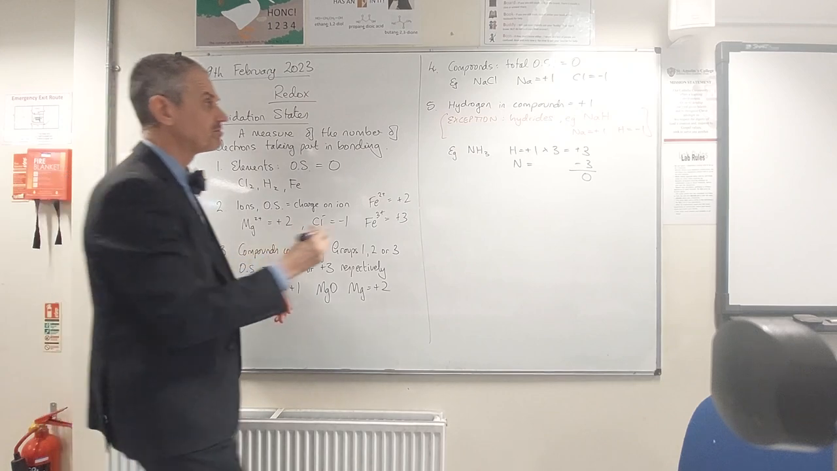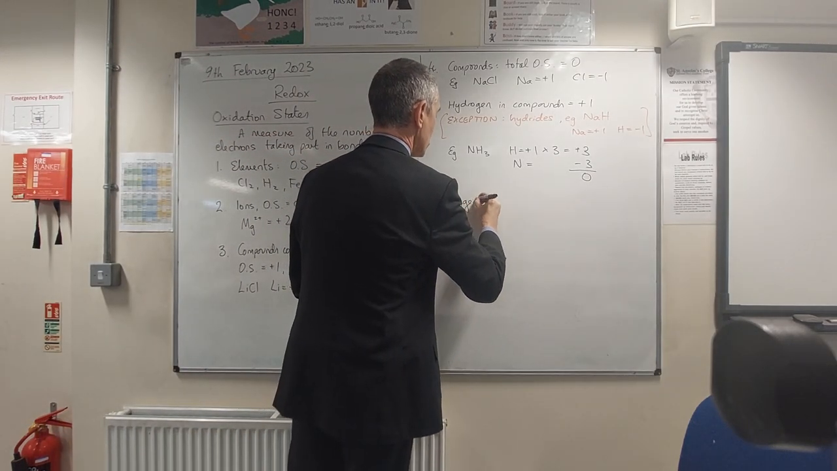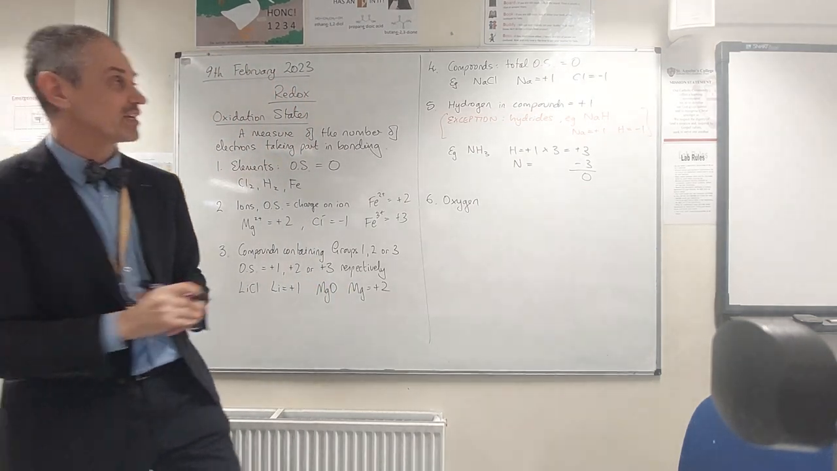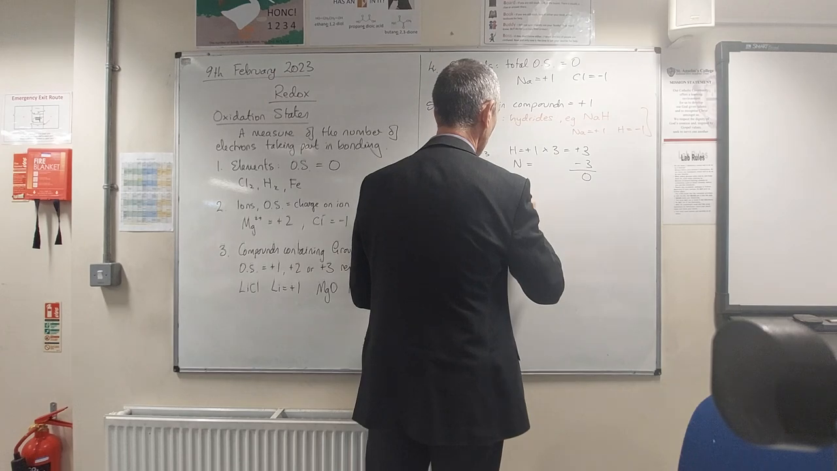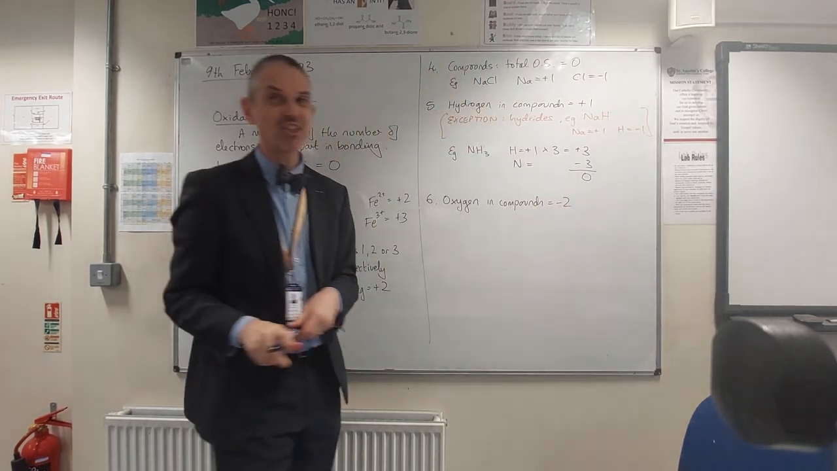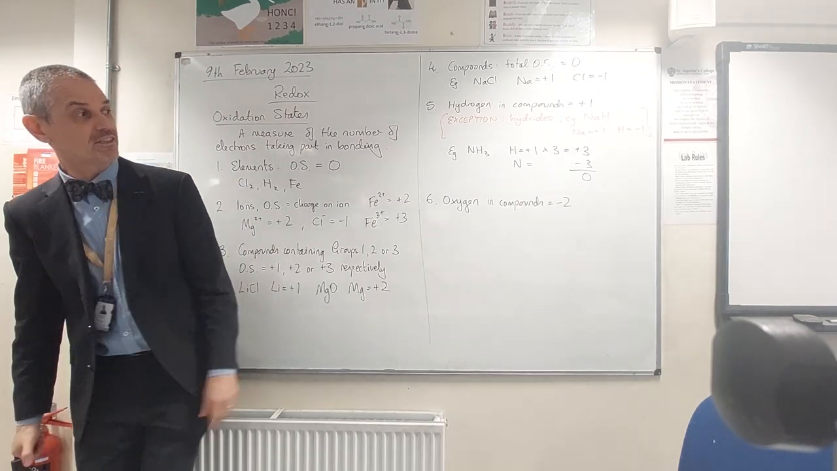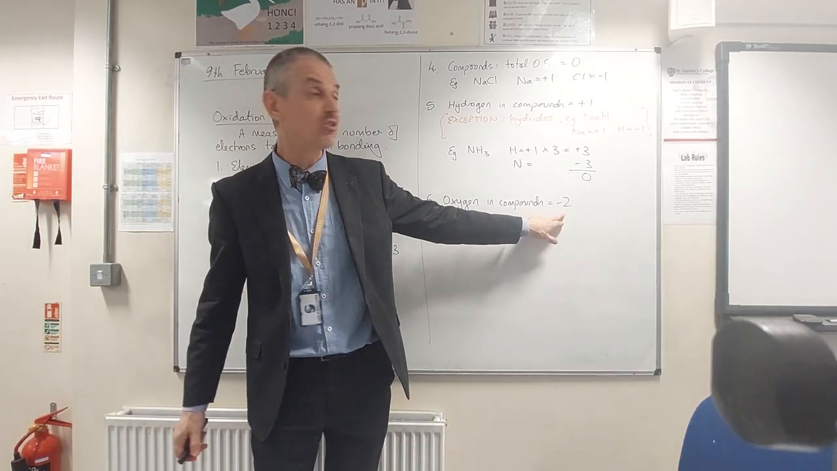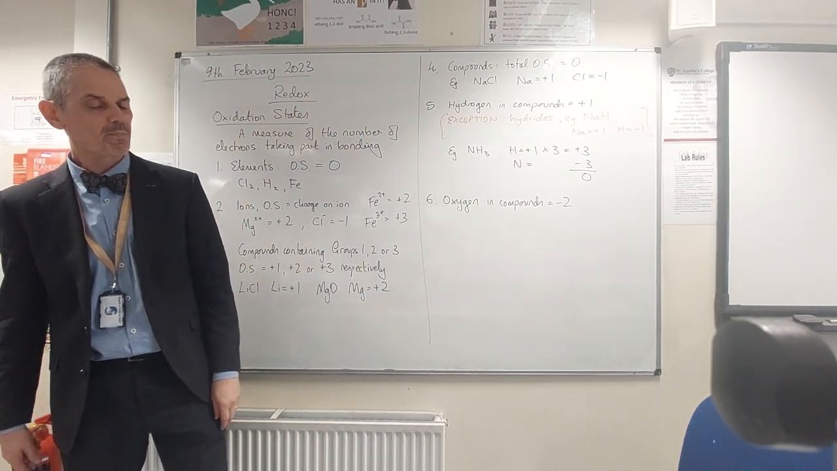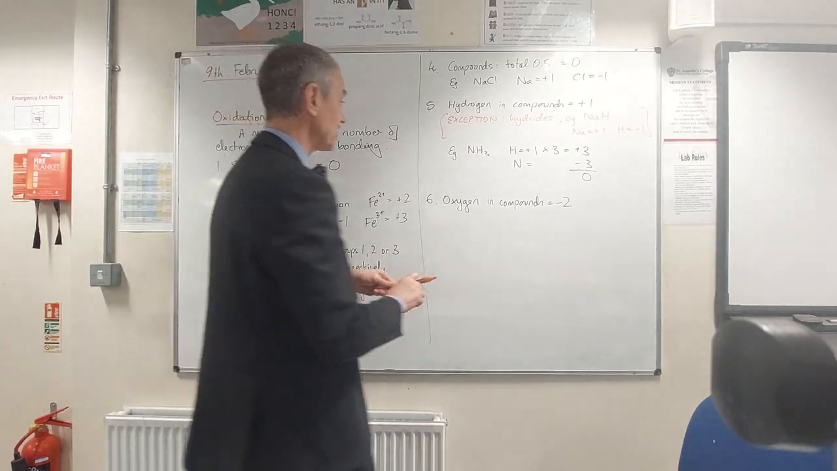Two more rules. Rule number six is very similar to rule number five, except now we're talking about oxygen in compounds. And oxygen in compounds is generally going to be minus two. Notice that that corresponds to the ion as well. The oxide ion is O2 minus, isn't it? The hydrogen ion is H plus. Sadly, there's an exception to this as well.